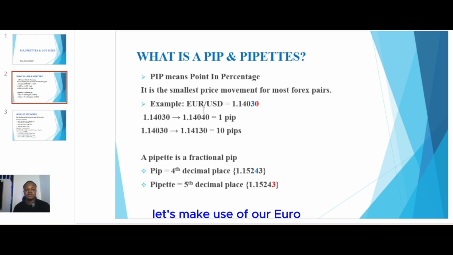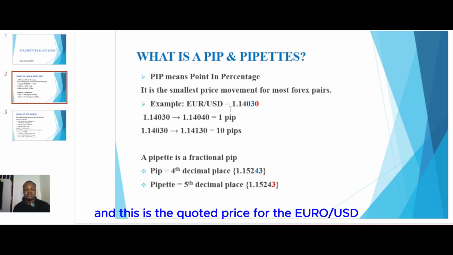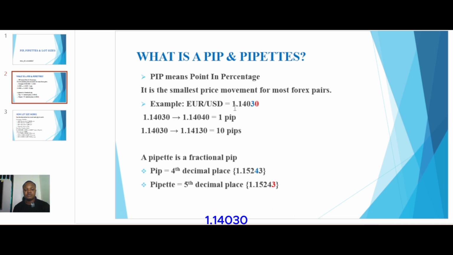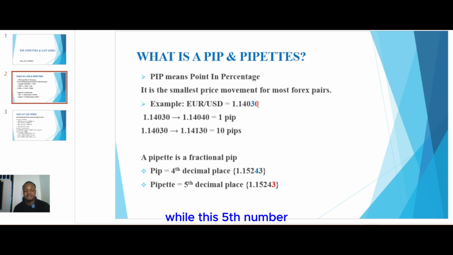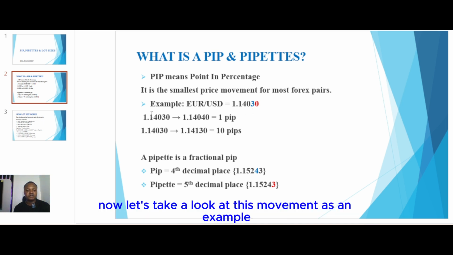Let's make use of our Euro US dollar as our currency pair, and this is the quoted price for the Euro US dollar: 1.14030. But how do you identify your pip and pipette from this quoted price? Now, we have 1.14030. The fourth number after this decimal point is your pip, while this fifth number after this decimal point is your pipette.